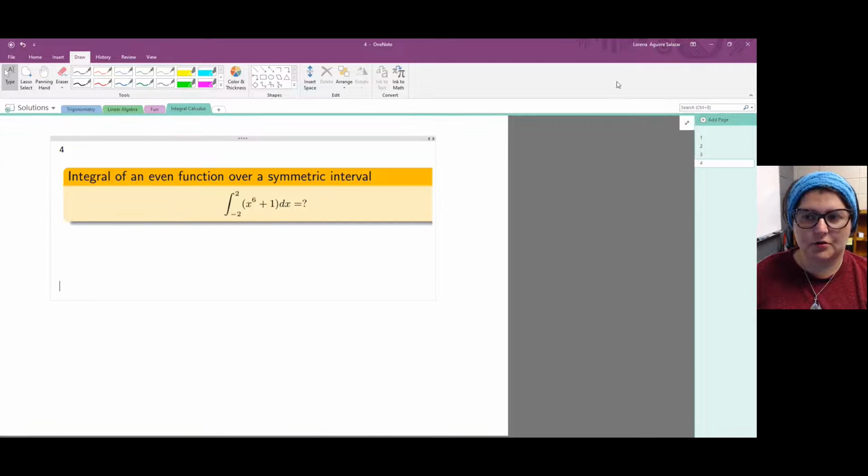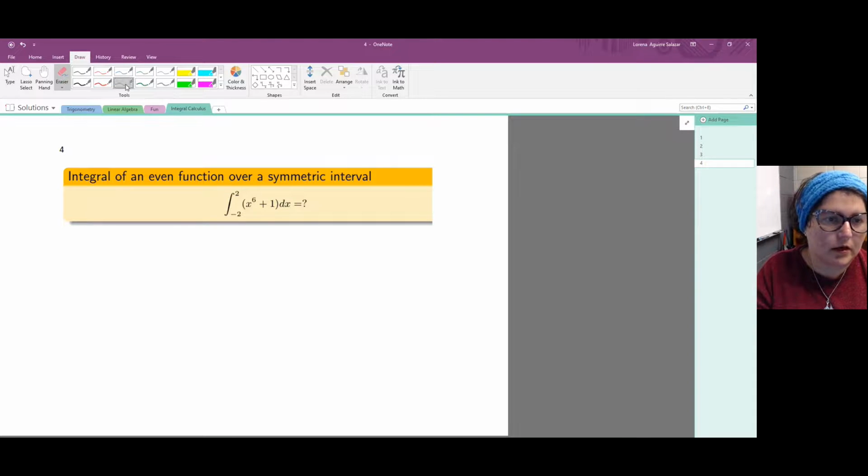Hello, and welcome to this video on substitution used to find the integral of an even function over a symmetric interval. So here we're integrating the function f of x equals x to the 6 plus 1. And this function is even because when we replace x by minus x, we get the same as f of x. Let's see how that follows.